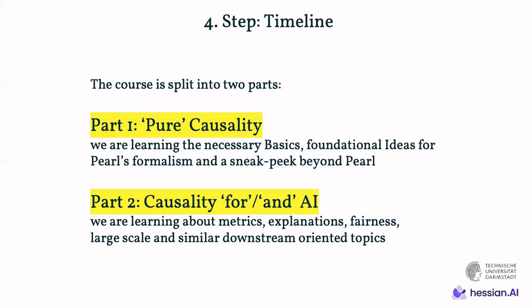And then in part two, which is going to be the slightly bigger part, we have causality for and with AI and by implication machine learning. So it's all kinds of topics within AI: metrics, explanations, fairness, scaling up, etc. All kinds of things essentially which are downstream oriented topics, which we're going to discuss in the light of causality.